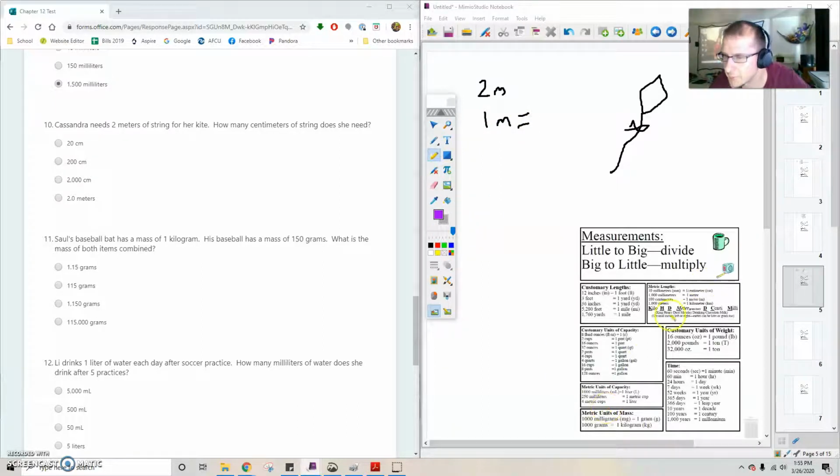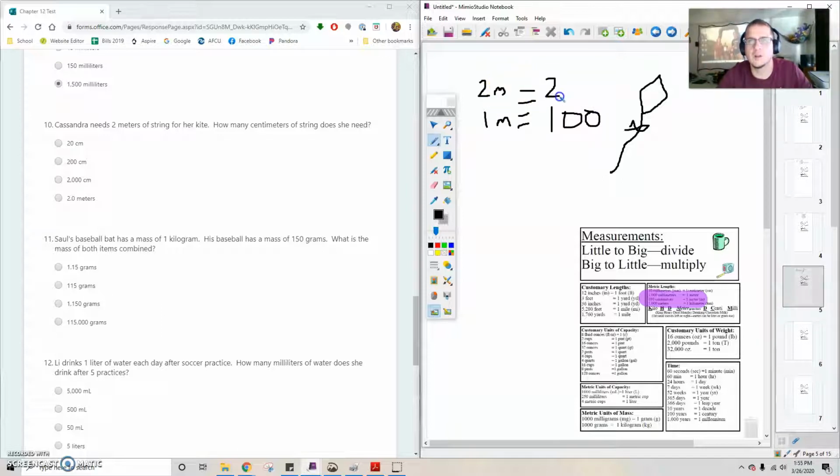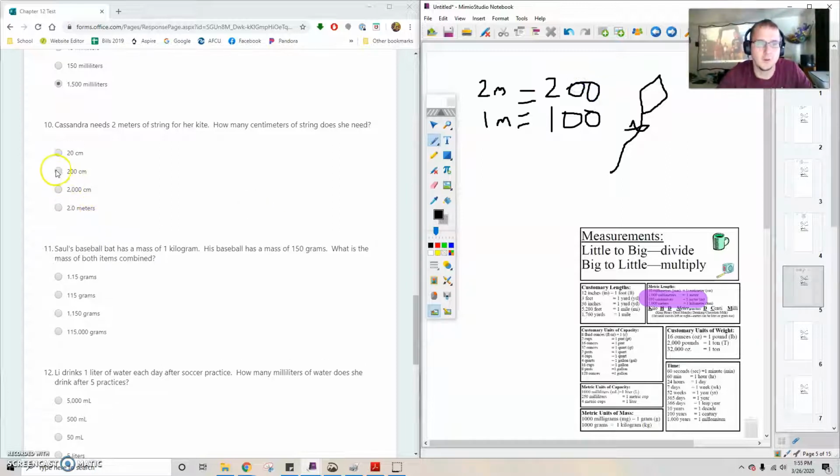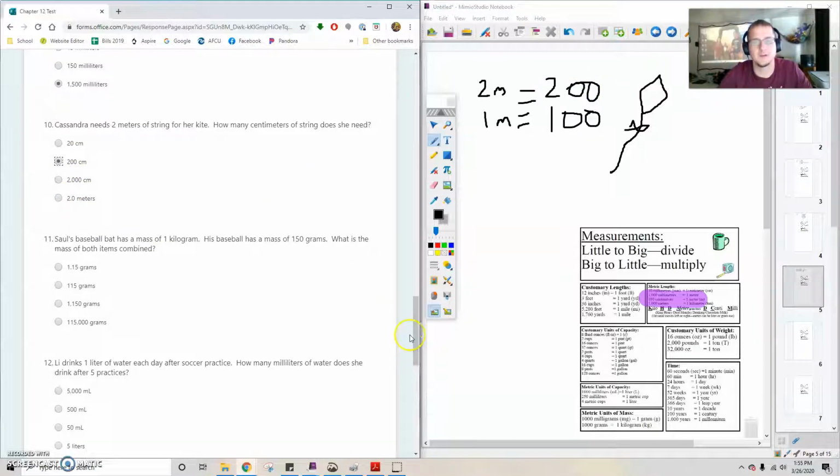So 2 meters. 1 meter equals how many centimeters? If we look down here at our metric units of length, I know this is kind of small, but centimeters to meters is the middle one right there. 100 centimeters equals 1 meter. So if 1 meter equals 100, then 2 is going to equal 200. So this would be 200 centimeters.